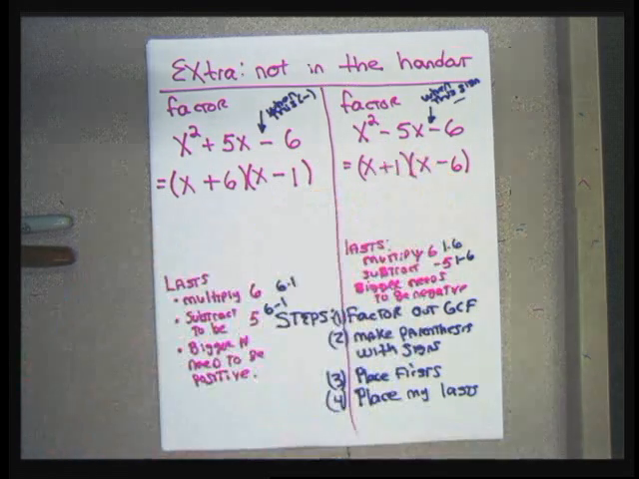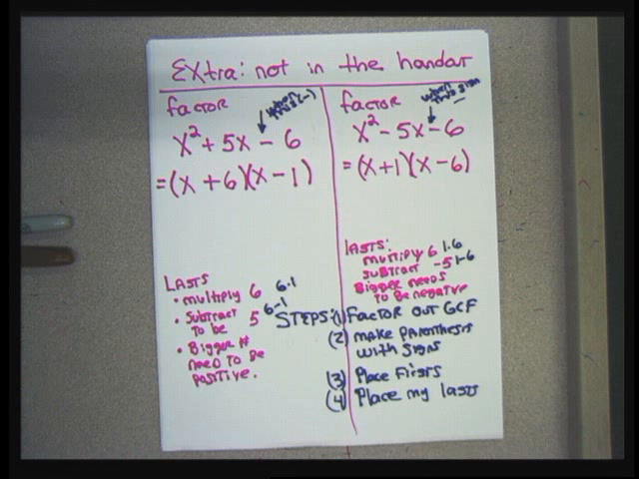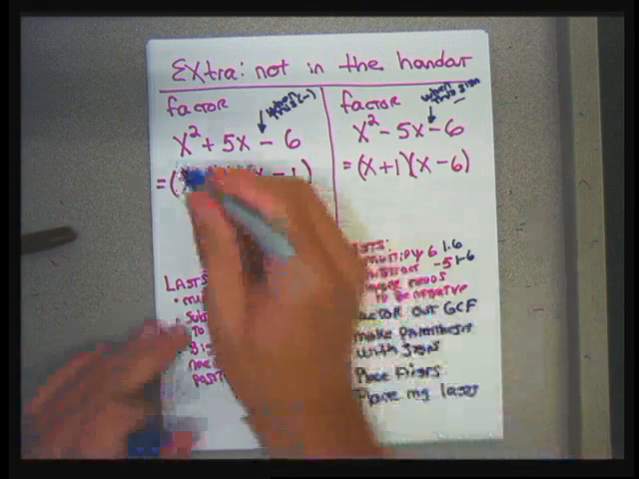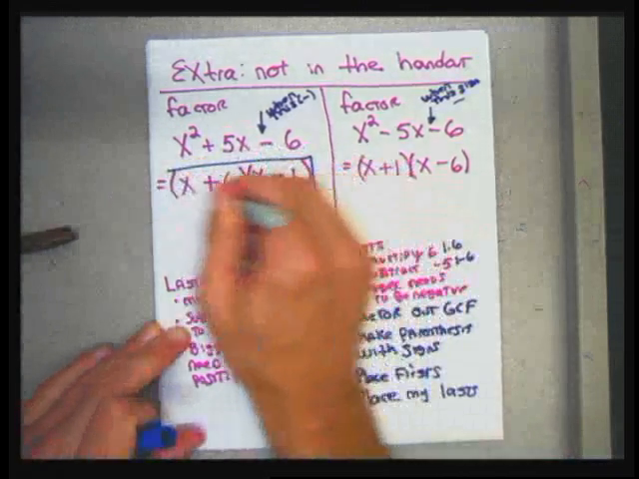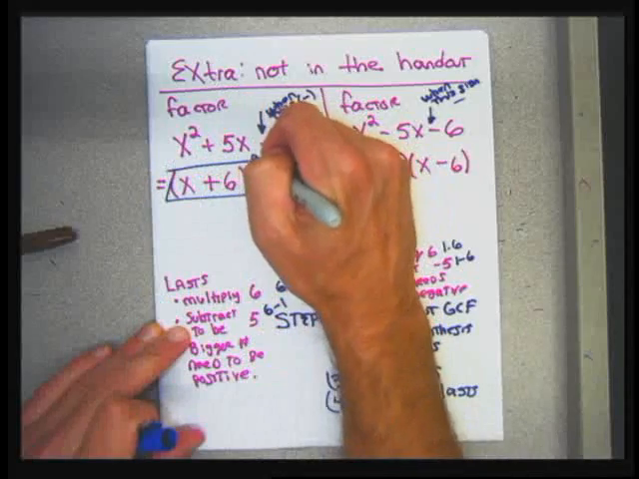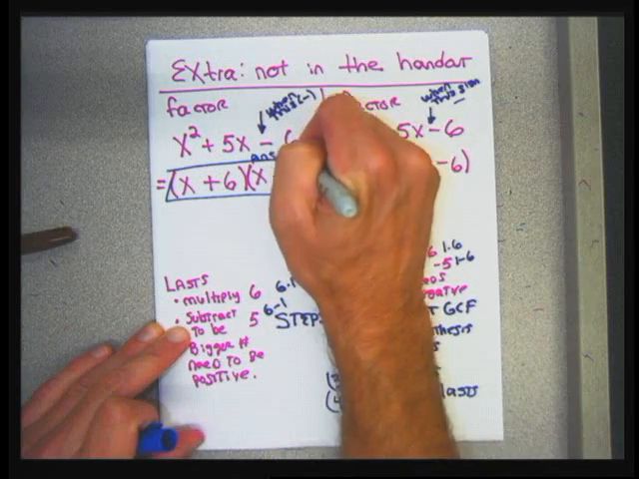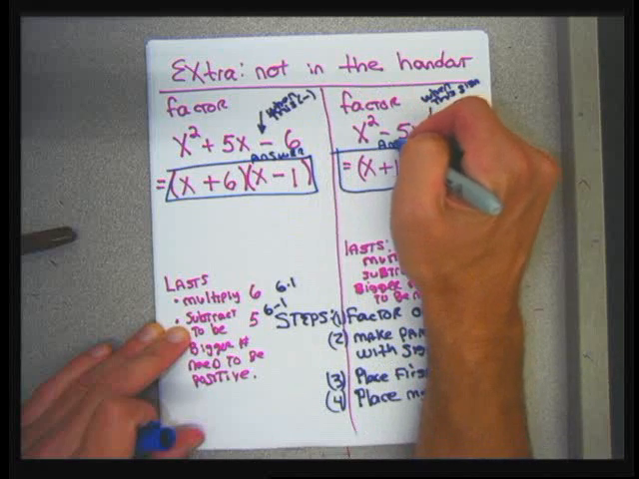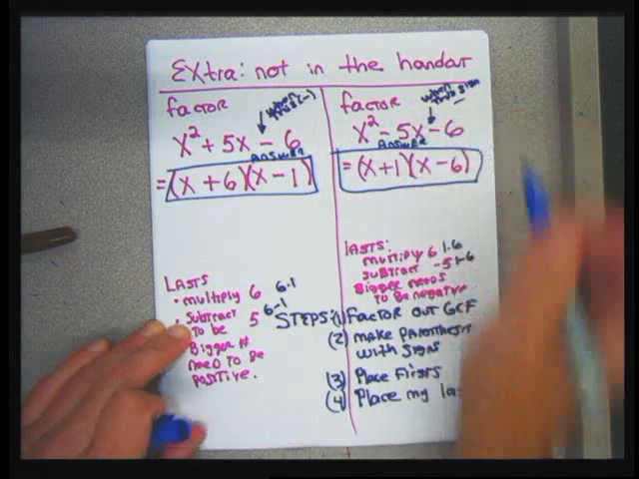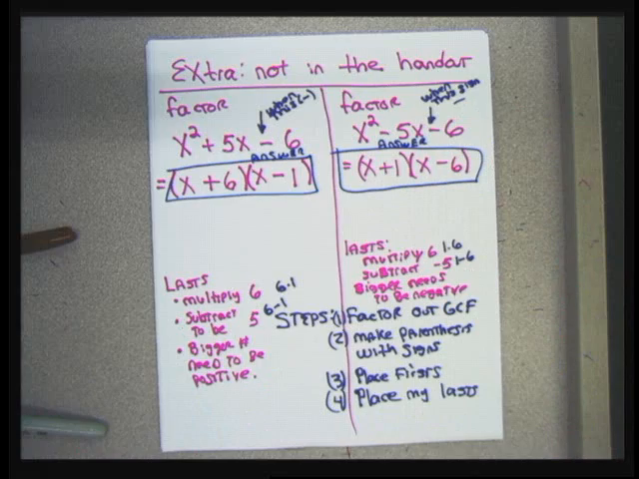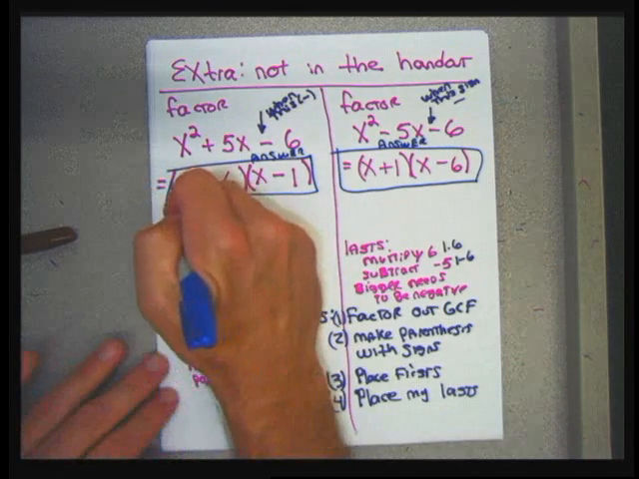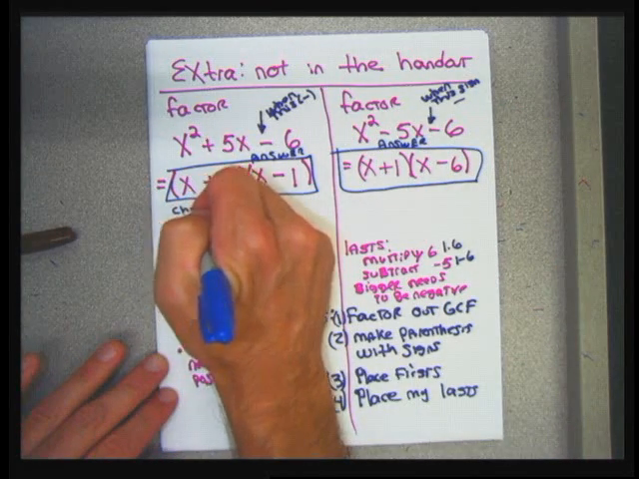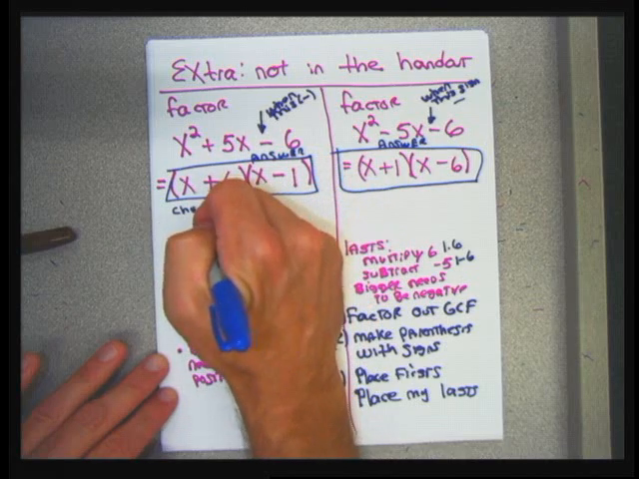I can check each of these just to show you that it works. For each one of these, I could stop and be done. This is the answer to the first factoring problem. And this is the answer to the second factoring problem. Anytime you factor into 2 parentheses, you can check by foiling. So I'm going to go ahead and check each of these to show you that it actually works.